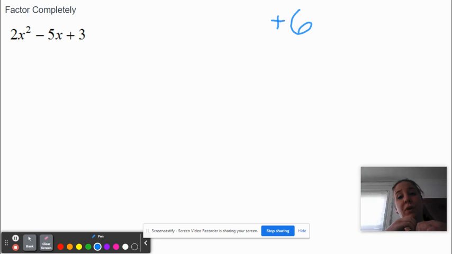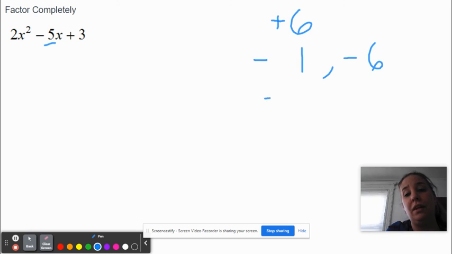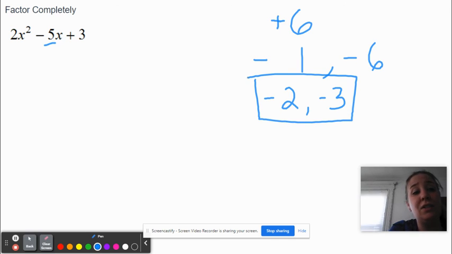So the only way to multiply and get a positive is positive times a positive, which would never result in a negative, or a negative times a negative, which could result in a negative. So I'm going to have 2 negative numbers, which are 1 and 6. Okay, but that makes negative 7. So those are not our numbers. How about negative 2 times negative 3? That makes a positive 6. That also adds to a negative 5. So negative 2 and negative 3 are my numbers.